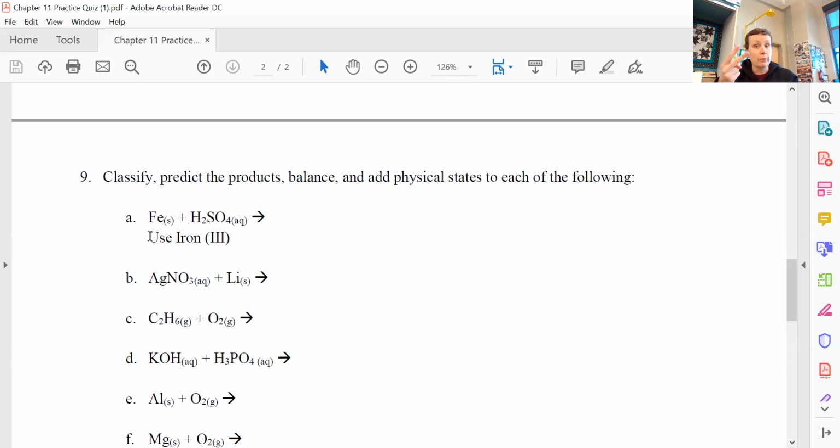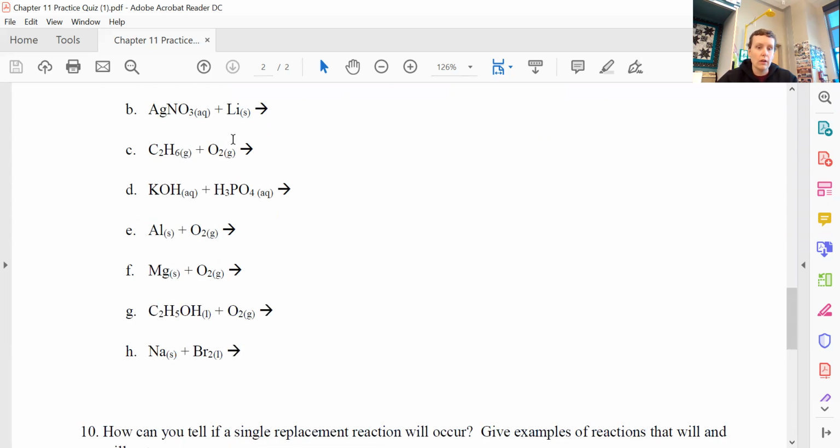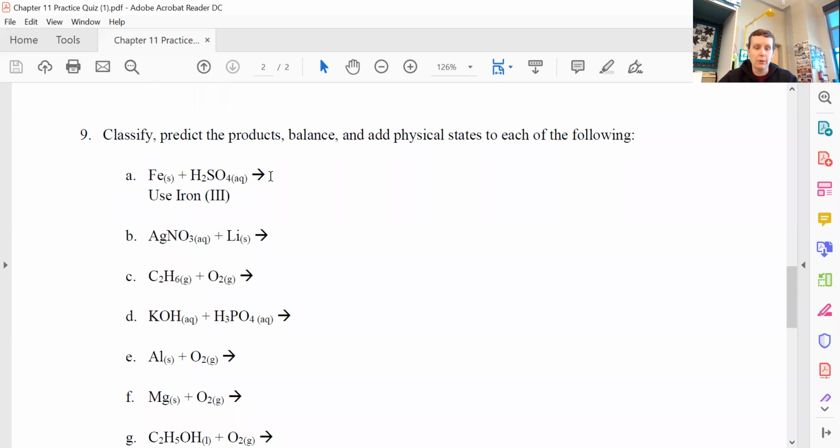There will only be 2 predicting products on your quiz, so don't panic when you see all of these examples. These are just examples. We want to make sure you know what you're looking at.